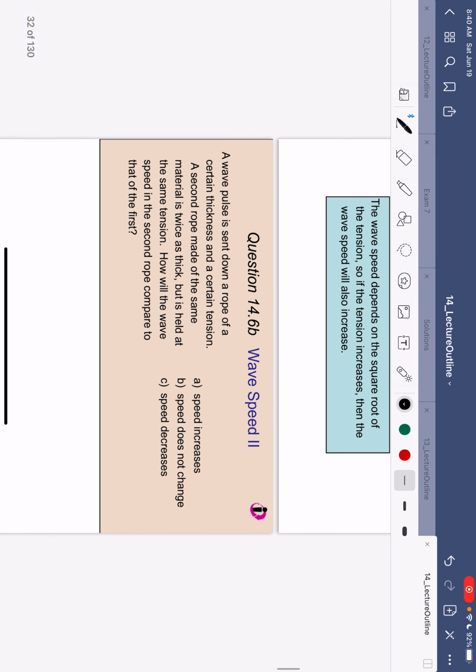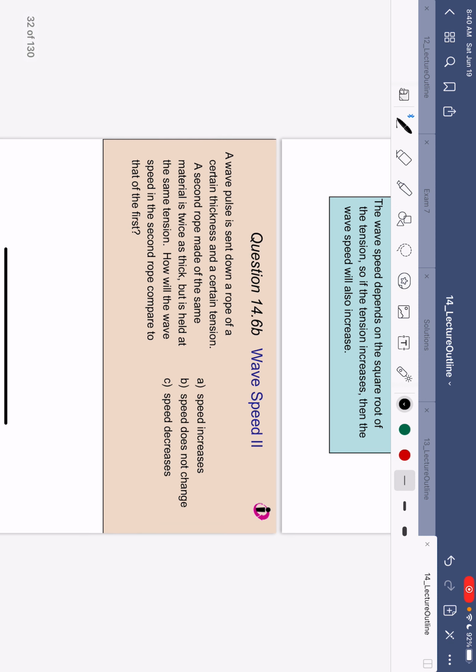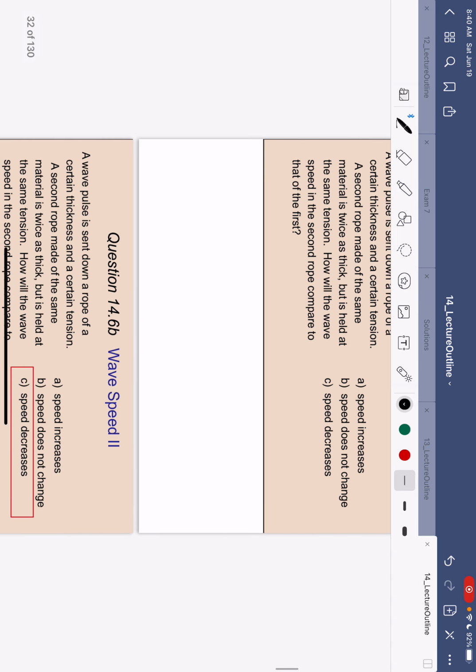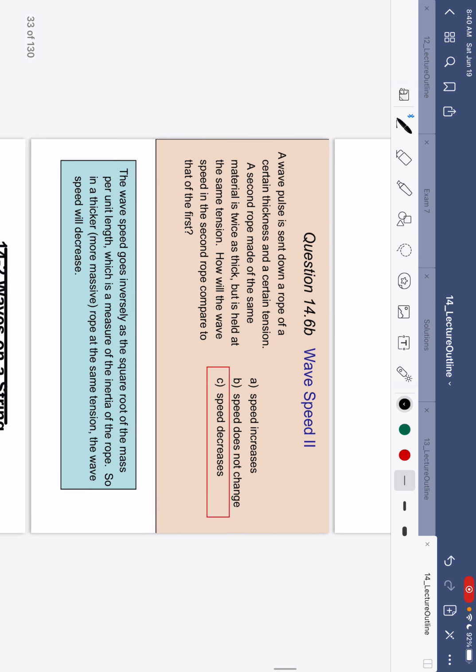A wave pulse is sent down a rope of a certain thickness and a certain tension. A second rope made of the same material is twice as thick but is held at the same tension. How will the wave speed in the second rope compare to that of the first? Since now the thickness is going to be double, I will assume that then the mass is going to be double. And then I will say the speed is going to decrease because the mass is in the denominator.